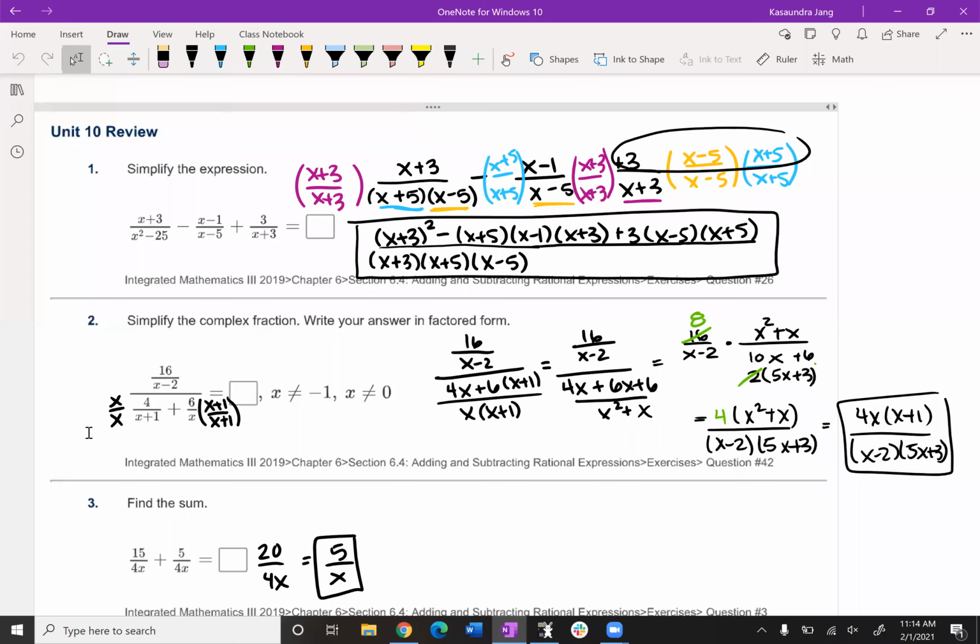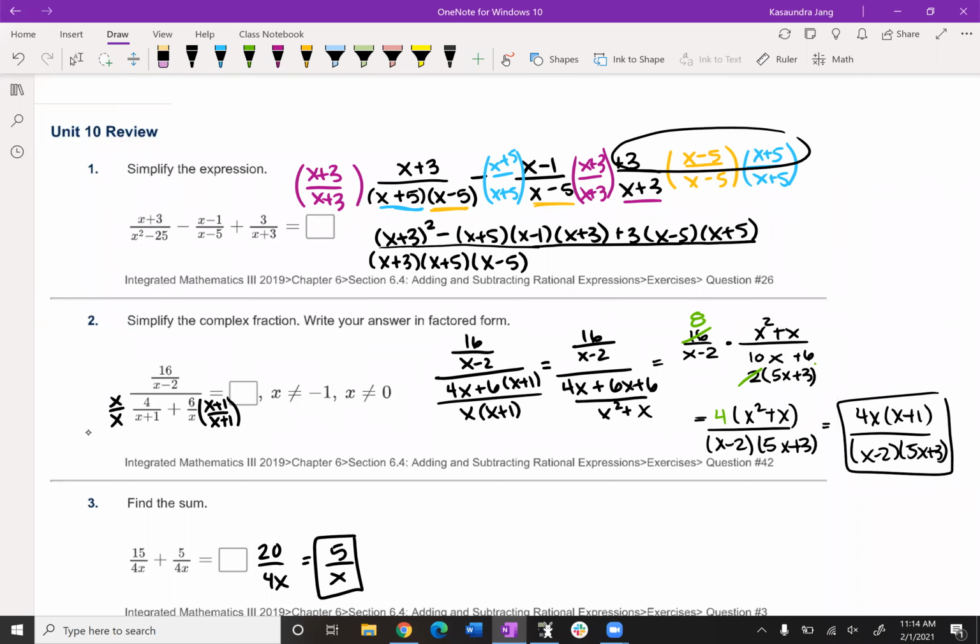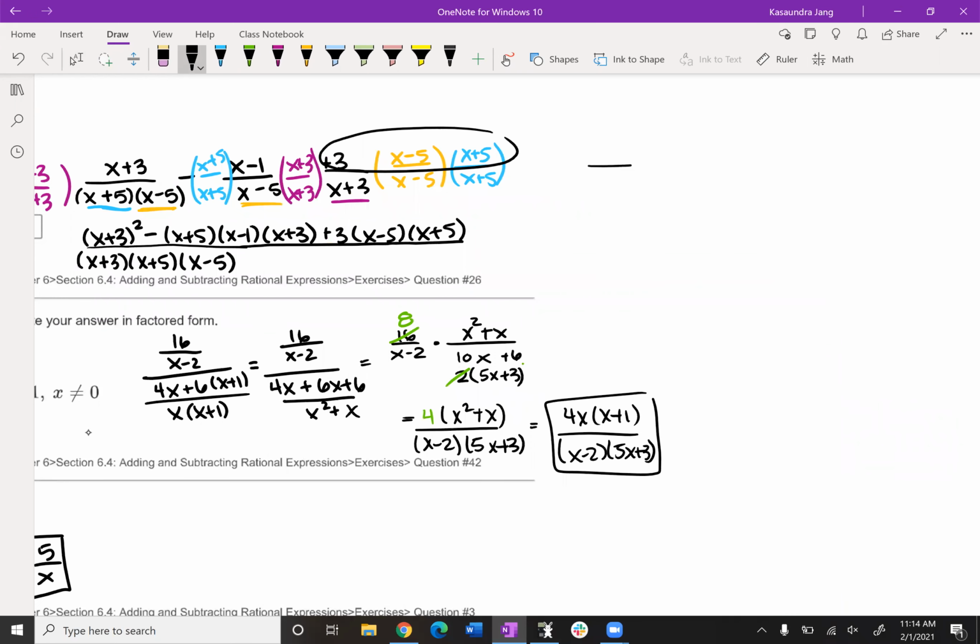All right, so it looks like on the first one, the Big Ideas website actually needs to simplify totally down. So let's see, I'm going to do basically a bunch of distributing in the numerator. Let's put this over here. I'm going to keep the denominator the same. All right, so x plus 3 times x plus 5 times x minus 5. Okay, same denominator. Numerator though.